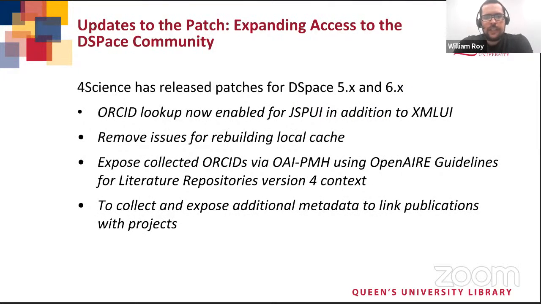So where we are now is that this code has been successfully completed. The patch is available to the DSpace community for versions 5 and 6. And this allows you to expose the necessary metadata elements in the appropriate format to be harvested by OpenAIRE. For Science has also been doing some updates to the patch, and just a few highlights there include now the ability to use ORCID author lookup in not only the XML UI version of DSpace, but also the JSP UI version. They've done some work to remove issues for rebuilding the local cache.